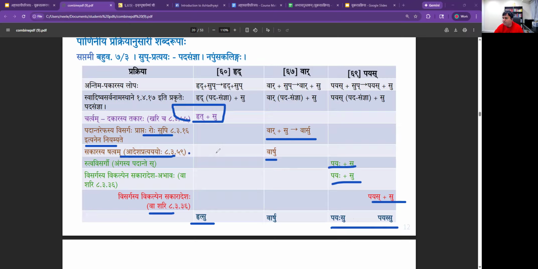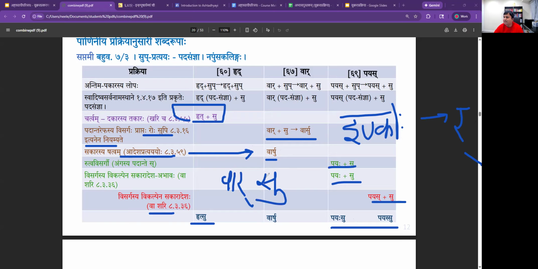How does adesha pratyaya apply over here? Id koho. That id pratyahara has repa over there. This is another place where I make mistakes once or twice in the class. So id koho, id pratyahara has a repha over there. Therefore var plus su, varshu iti bhavati.